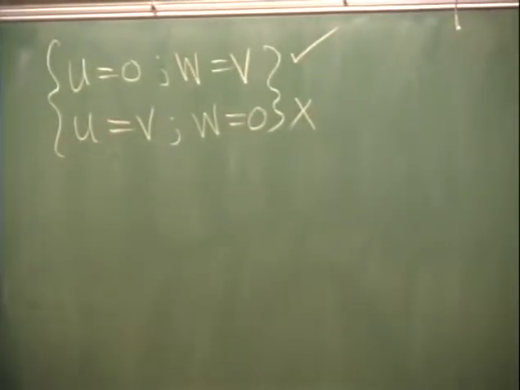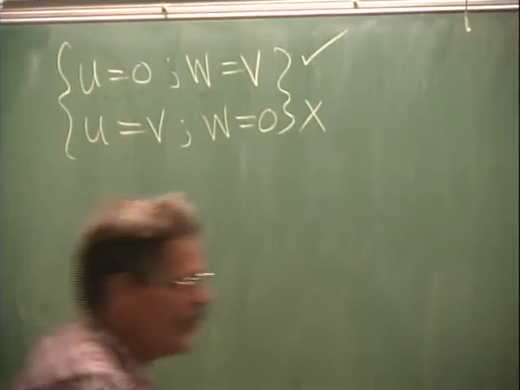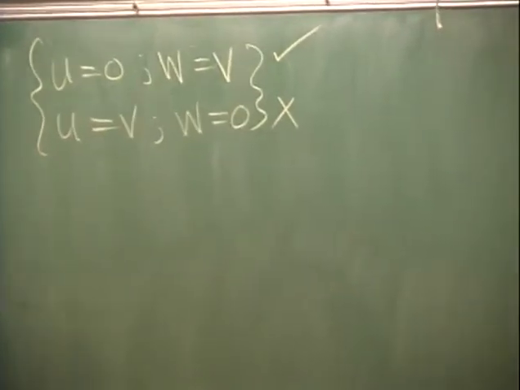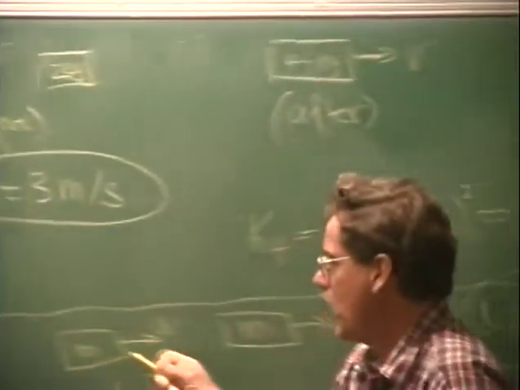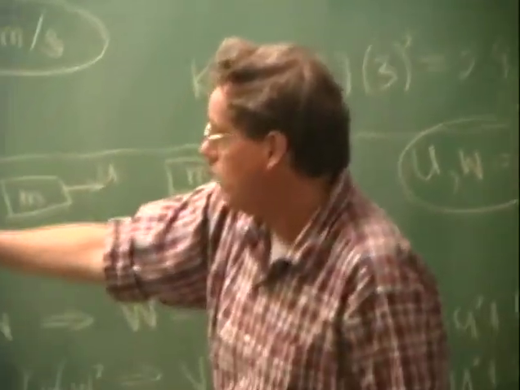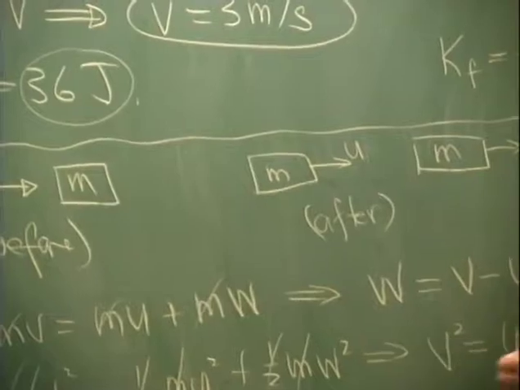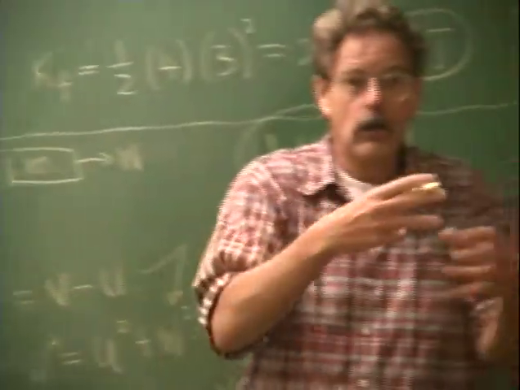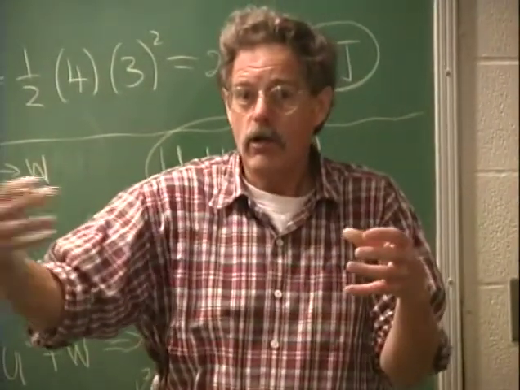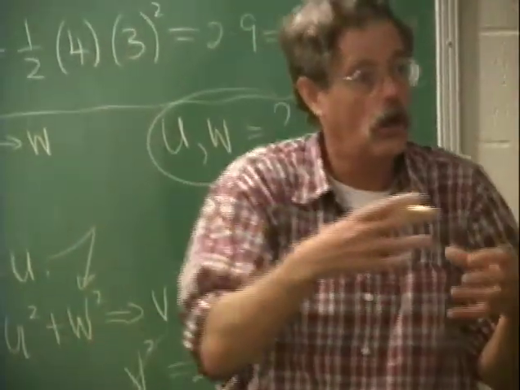What does this other solution tell me? How would you read that? U equals V. That means this one, the one that was coming in with velocity V in the first place, is still going with velocity V. And W, the other one, is 0. That one is just sitting there. What's happened in that case? Went through. It just passed right through, never touched each other. That was no collision at all.